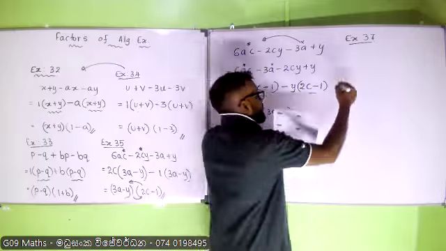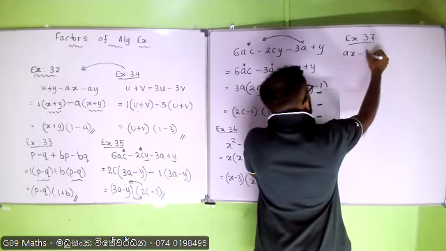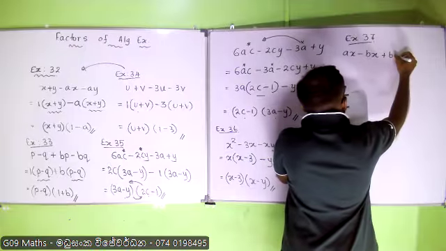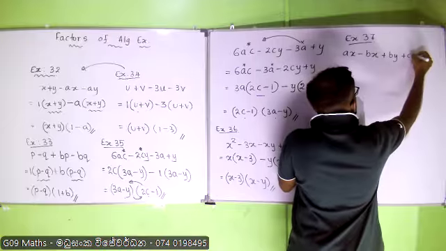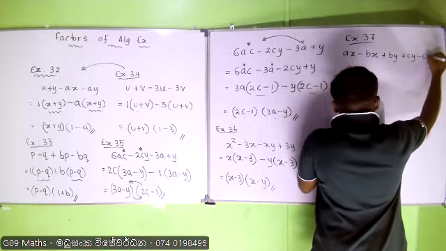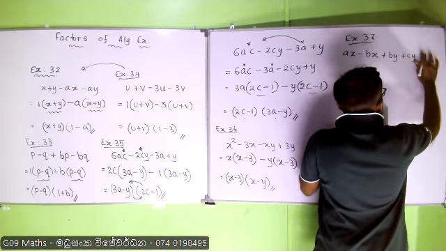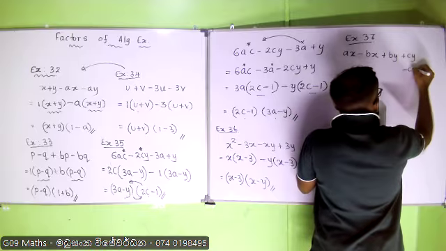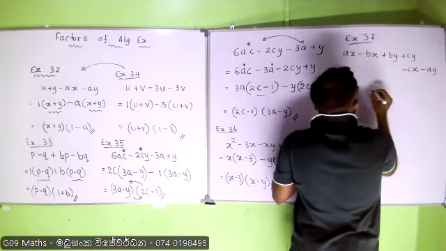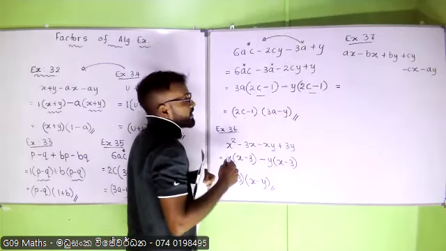Okay, right. I will write this: ax minus bx plus dy plus cy minus cx minus ay equal mark. Right. Okay.